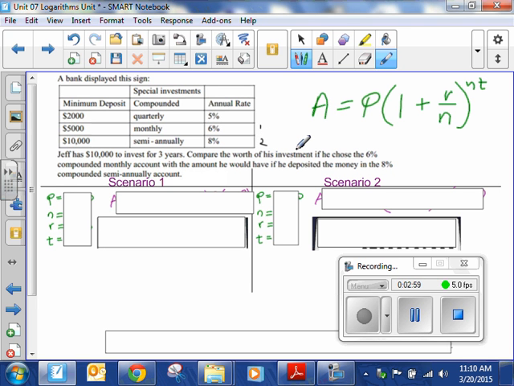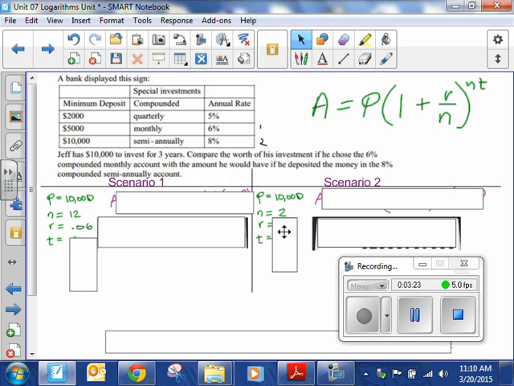So we want to calculate the principal of $10,000 for both scenarios. N is the number of times a year that the money will be compounded, the interest will compound. So we have monthly, which is n equals 12. Semi-annually, which is n equals 2. The interest rate is 6%, so we have to change it to a decimal, 0.06. And the interest rate here is 8%, which is 0.08. T is the time, which is 3 years for both situations.